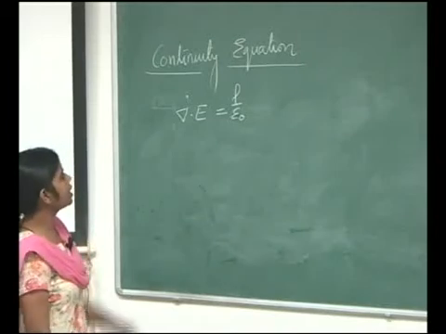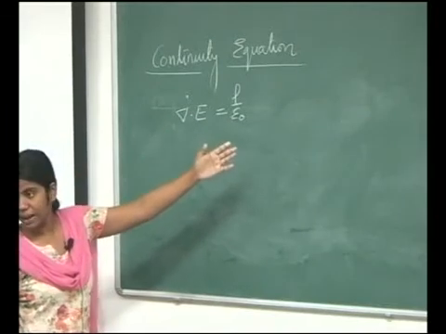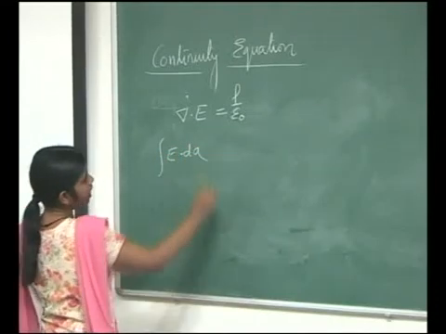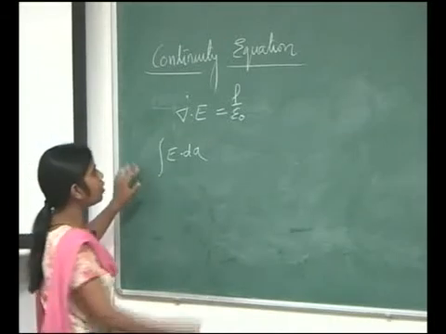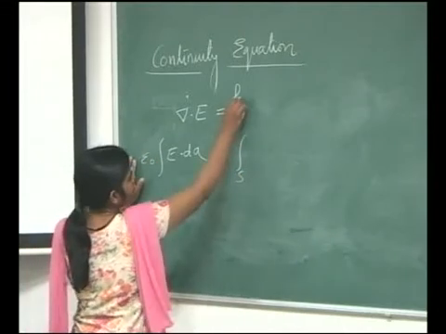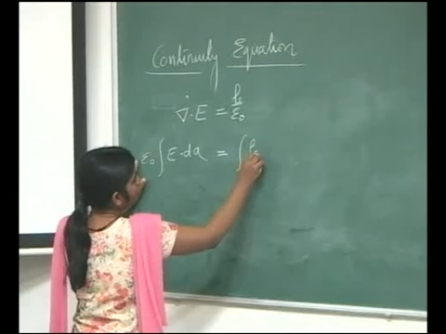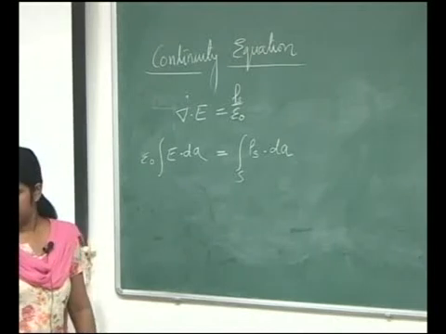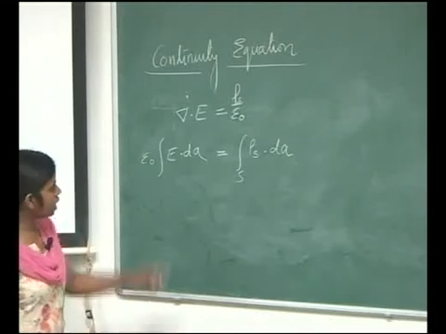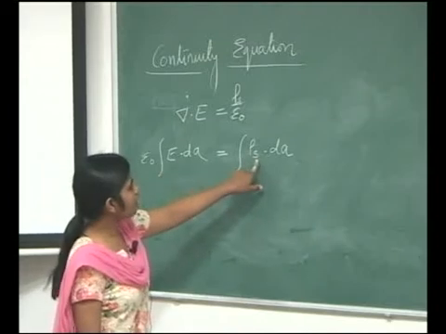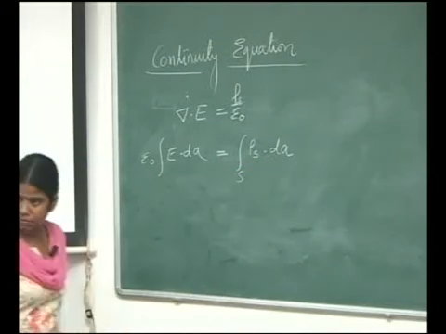Now, if I take the integral, I can write this as integral E dot dA. I apply the divergence theorem. I say E dot dA is equal to, I write the epsilon naught here and I write over S, this is surface charge density, then I have rho S dot dA. Okay. E dot dA is equal to rho S dot dA, right.